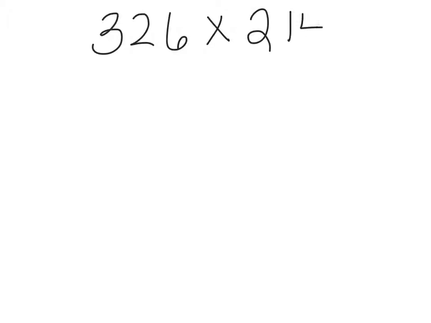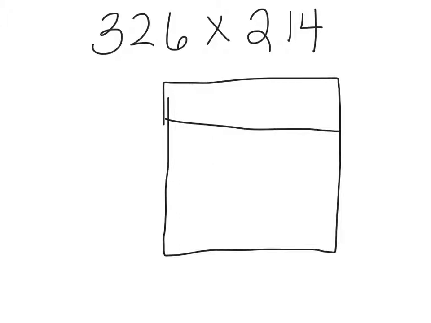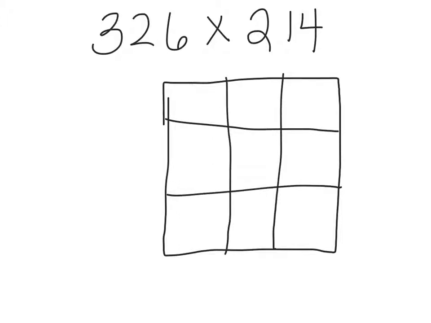Let's try another problem. 326 times 214. We have a 3-digit times 3-digit. So I will draw my box with 9 squares again to show 3 place values across the top and 3 place values down the side. I start with my first number and break it apart.